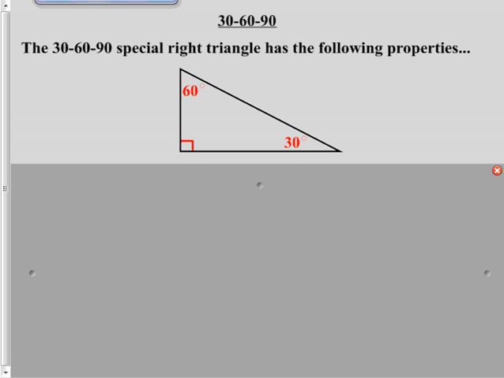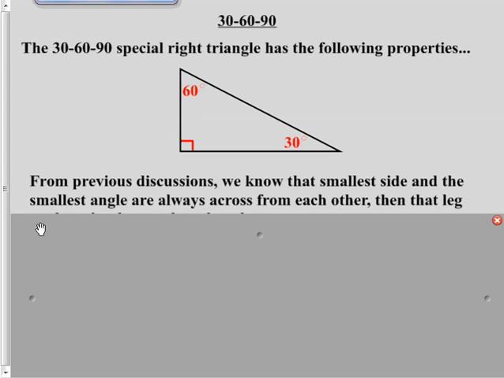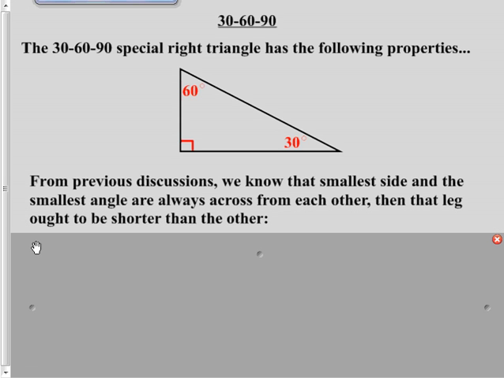Okay, now moving on, our other triangle is called a 30, 60, 90, and it has the following properties. Okay, so draw yourself a 30, 60, 90, and let's start adding some information into it. Okay, now we know from our previous discussions that the smallest angle and the smallest side are always across from each other. Okay, and so that means that in this case we have two legs, two sides that are building the right angle, and they are going to be different lengths from each other, because we have different angle measurements in the triangle.